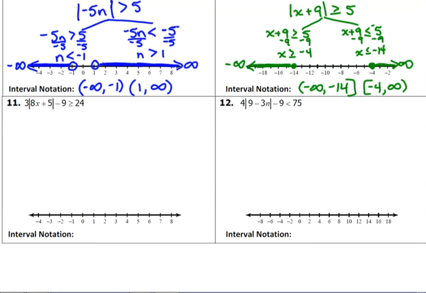Okay. 3 times the absolute value of 8x plus 5 minus 9 greater than or equal to 24. Okay, so start by adding 9 to both sides. 3 times the absolute value of 8x plus 5 greater than or equal to 33. Divide both sides by that 3 in front. We divide by a positive, so we don't have to change anything.